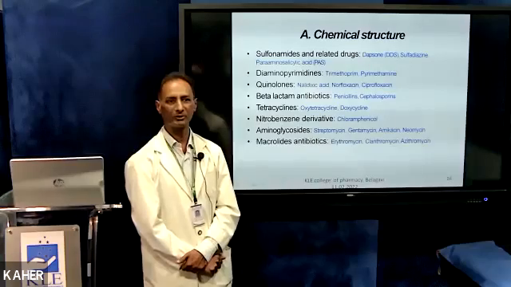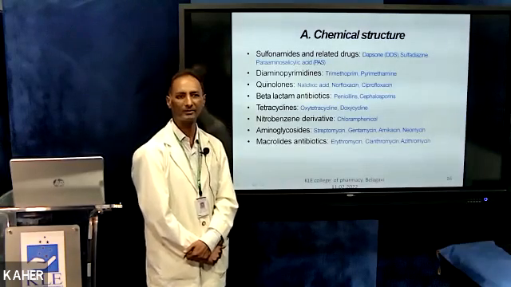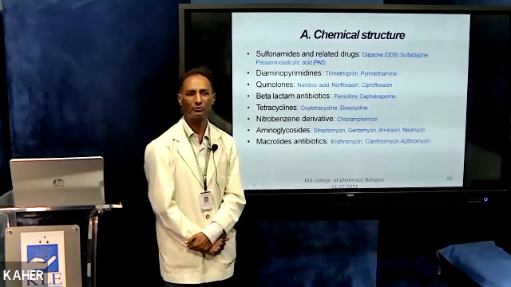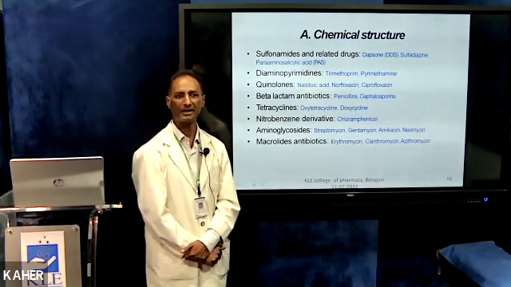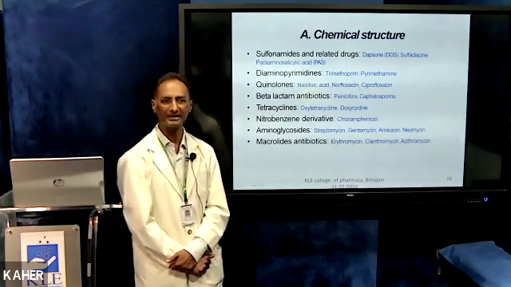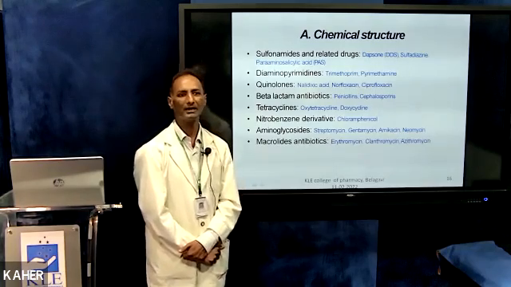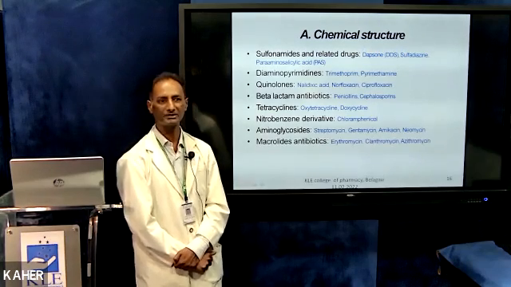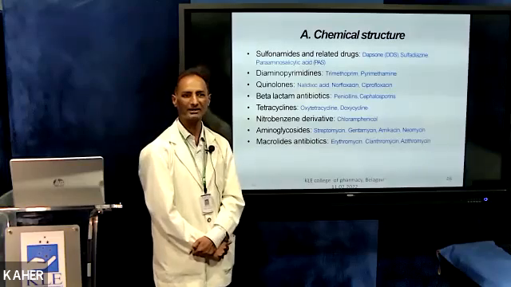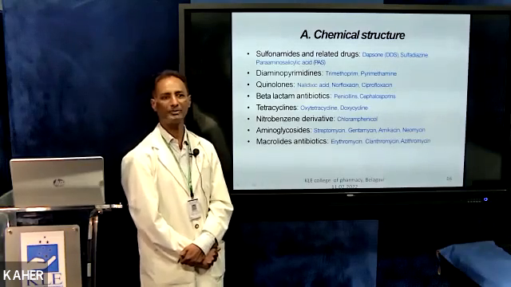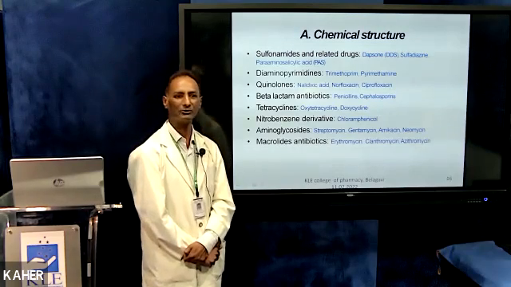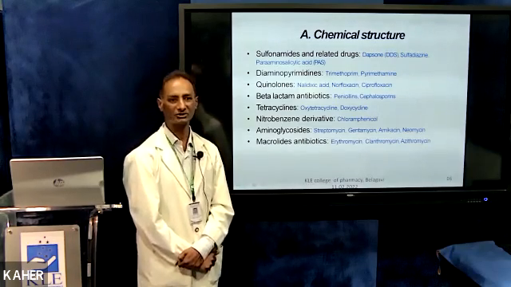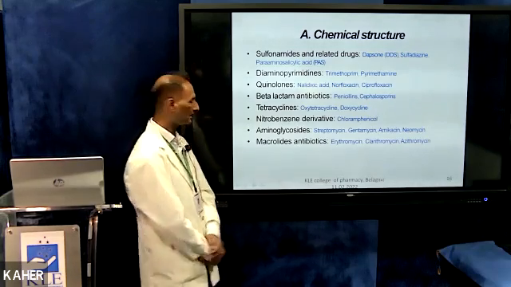Depending upon the structural moiety in the antimicrobial agents, there are sulfonamides like dapsone, sulfadiazines, and para-aminosalicylic acid; pyrimidines like trimethoprim and pyrimethamine; quinolones like nalidixic acid, norfloxacin, and ciprofloxacin; beta-lactam ring structures, that is penicillins and cephalosporins; tetracyclines like tetracycline, minocycline, or doxycycline; nitrobenzene derivatives like chloramphenicol; aminoglycosides like streptomycin, gentamicin, amikacin, and neomycin; and macrolide antibiotics like erythromycin, clarithromycin, and azithromycin.